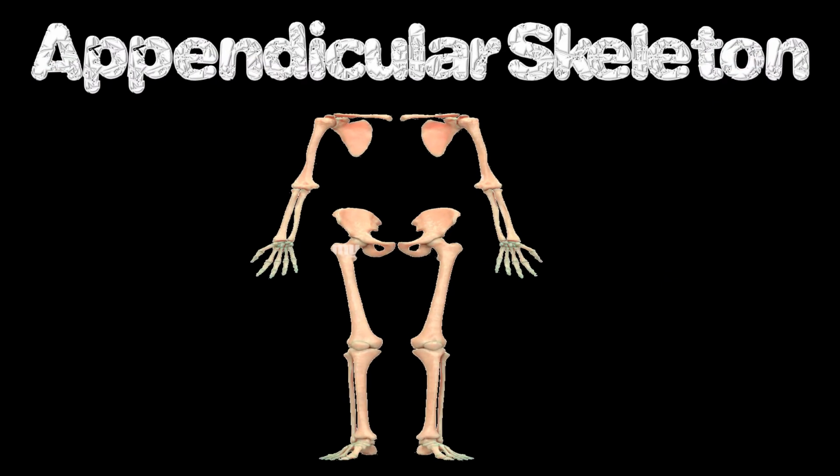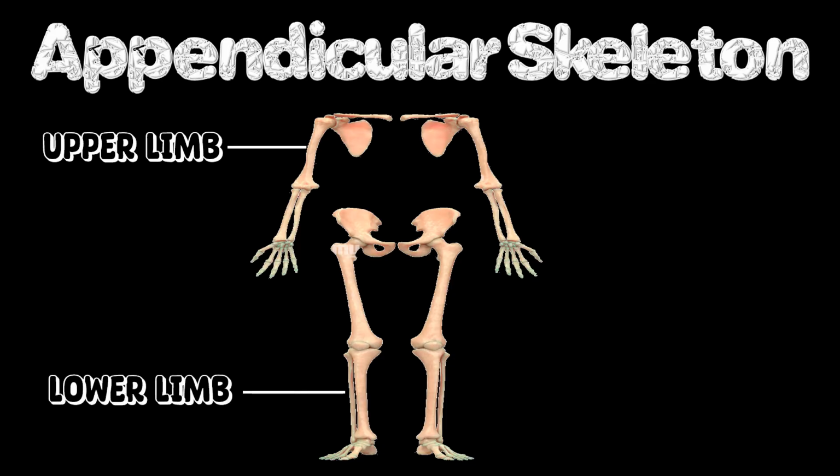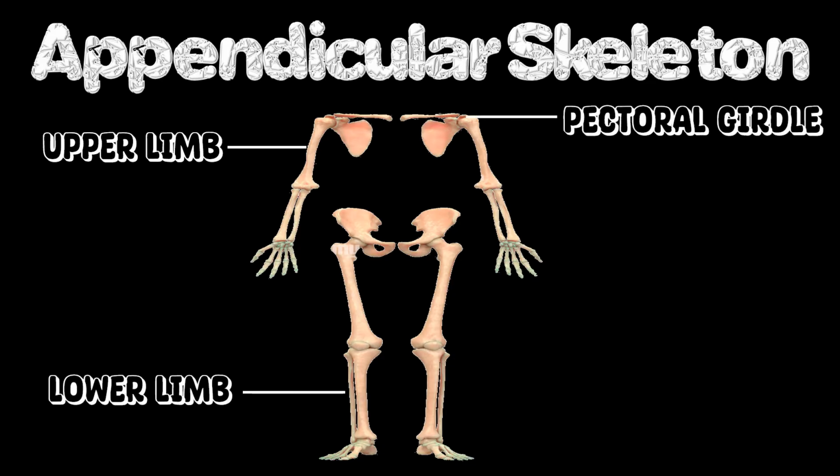We're done with the axial skeleton. Let's now proceed to the appendicular skeleton. This comprises the upper limb and lower limb, as well as the pectoral girdle and pelvic girdle.